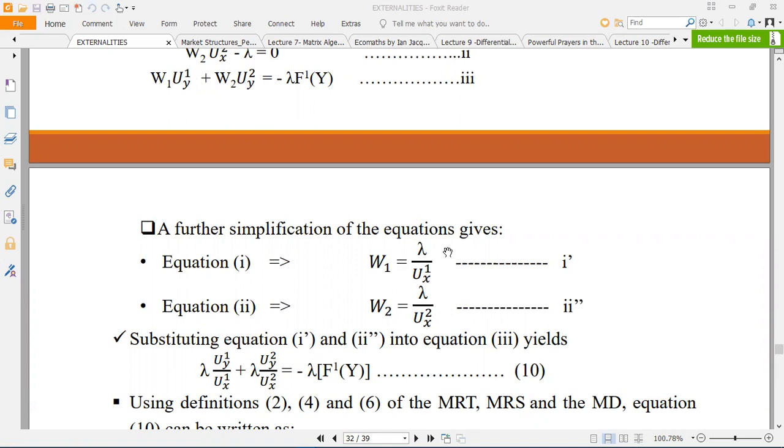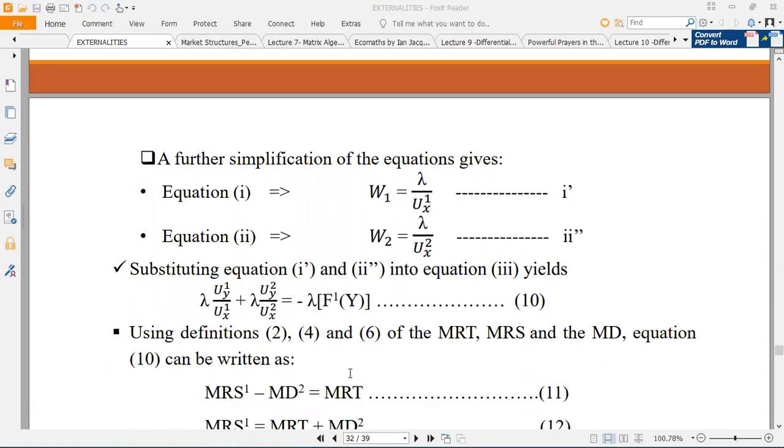So W1 is lambda over U1X. So we will have lambda U1Y over U1X. Then when you come to the second term, W2 is lambda over U2X. So we have lambda U2Y over U2X minus lambda F prime of Y. Okay, minus lambda F prime of Y.